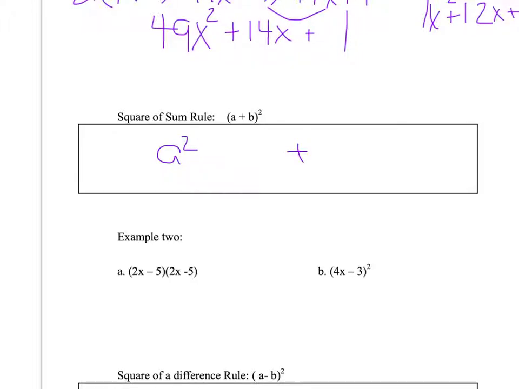So the rule behind this is you just take your value of a and you square it. Take the value of b and square that. And then the inside term is plus 2a times b. You take a and b, multiply them, and then multiply by 2.